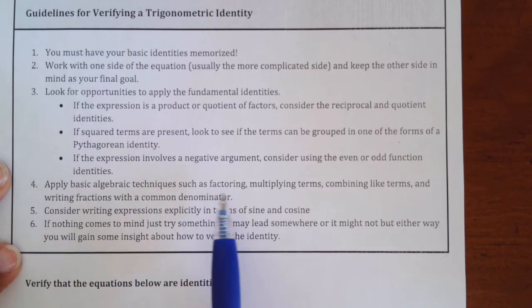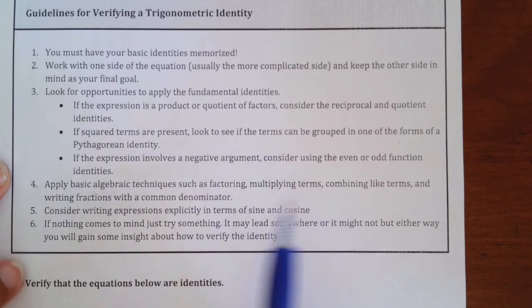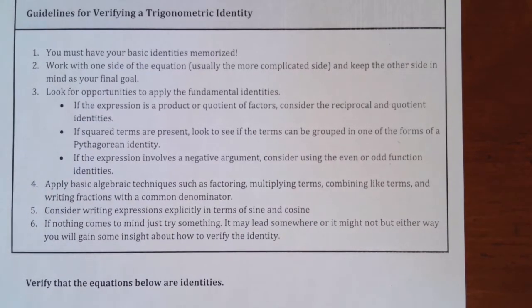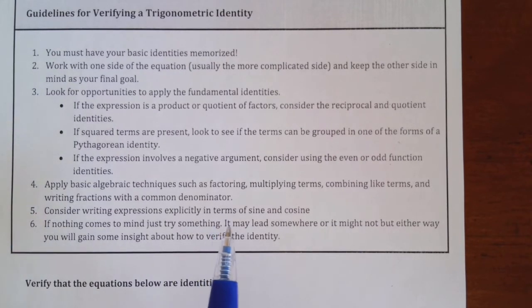Basic algebra techniques: factor, multiply, combine like terms, get a common denominator. All the things that you've done your whole life with math, we're going to continue to do. Consider writing the expression in terms of sine and cosine. Okay? That's always a good thing to do, kind of get you started. If nothing else fails, do that. And the last thing, if nothing comes to mind at all, just start somewhere and you'll see it work out. So step number 5 is always good if you have no other thought in your mind of what to do. Always change things to sines and cosines as a last resort because sometimes you'll kind of see what's going together.